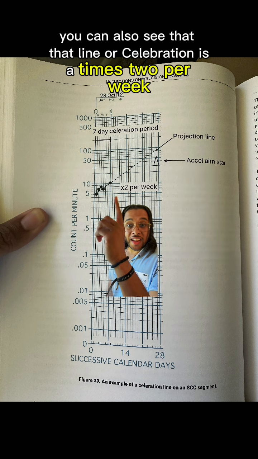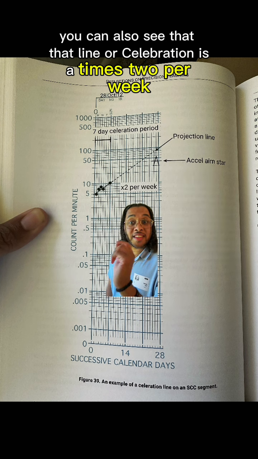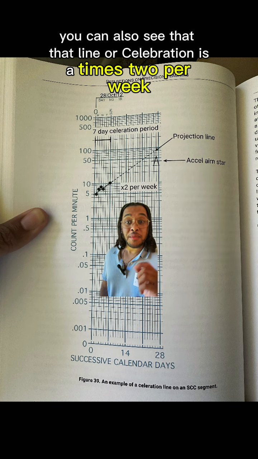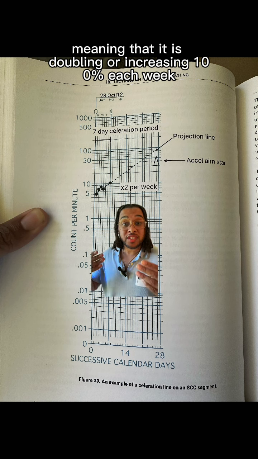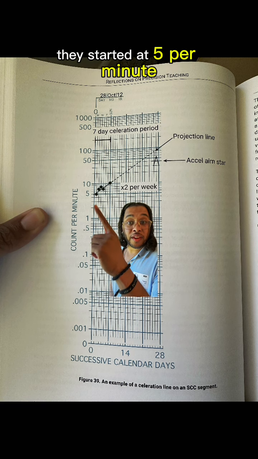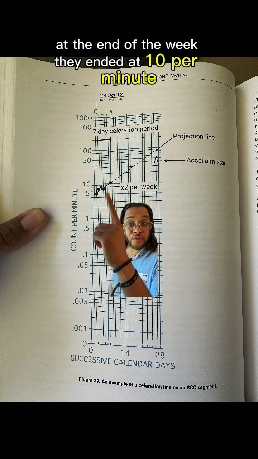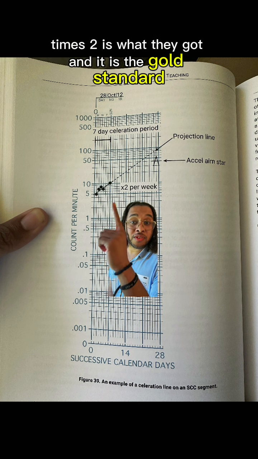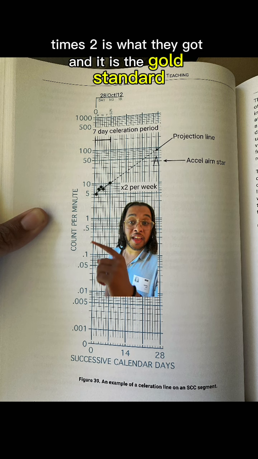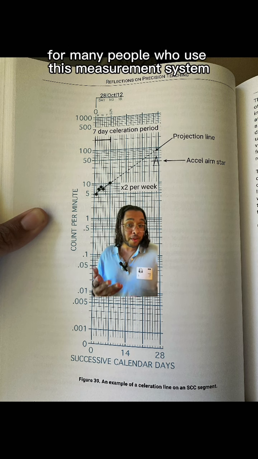We can also see that that line or celeration is a times 2 per week, meaning that it is doubling or increasing 100% each week. At the beginning of the week, they started at 5 per minute. At the end of the week, they ended at 10 per minute. Times 2 is what they got, and it is the gold standard for many people who use this measurement system.